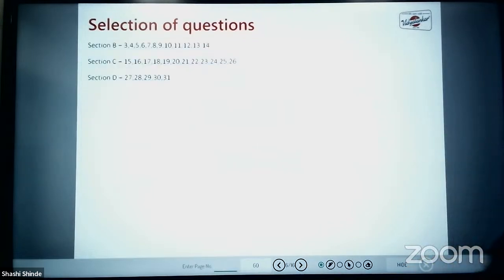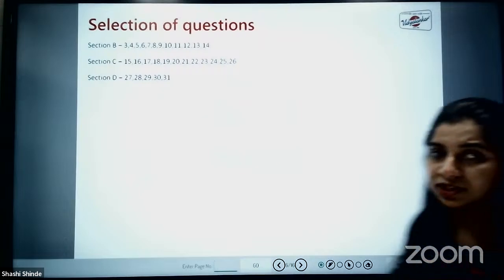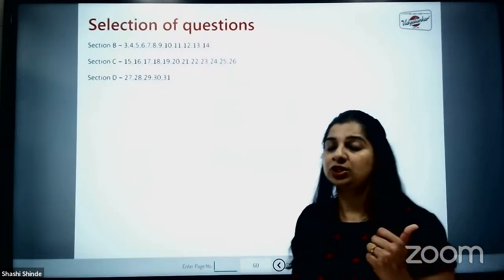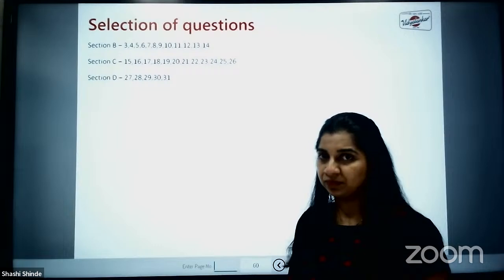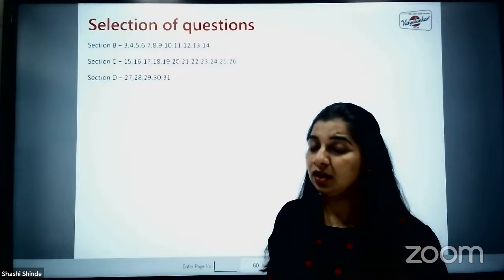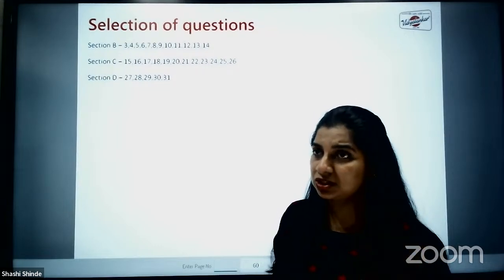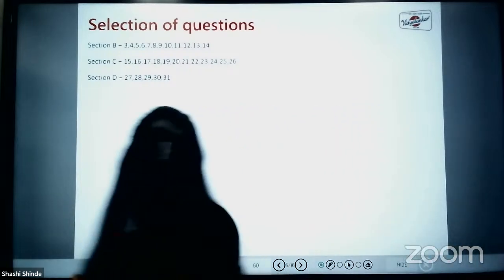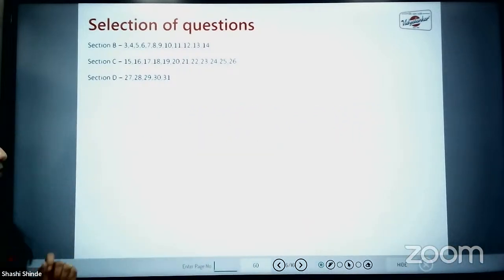Coming to the next part, now we have selection of questions. In sections B, C and D we have options, right? In section B and section C, there are a total of 12 questions, out of which we have to attempt only 8 questions.